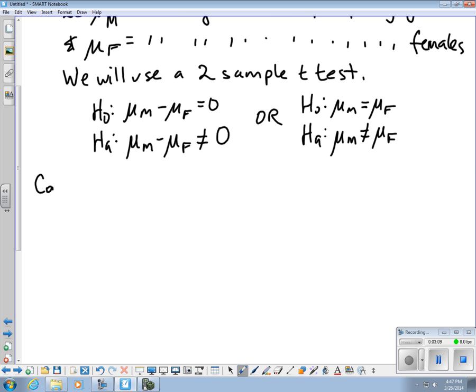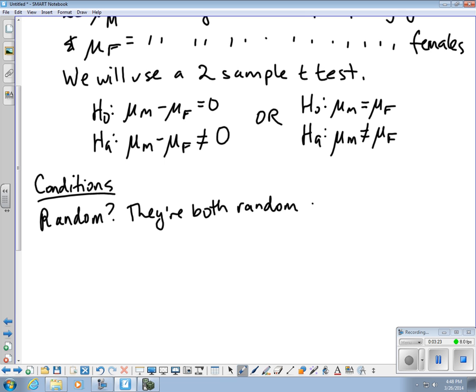We're on conditions. Random, independent, and normal. They're both random samples. Independent. So here it's the 10% condition because we're sampling without replacement. So 10 times n is 560 for both of our samples, males and females.